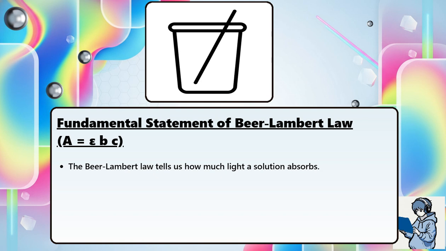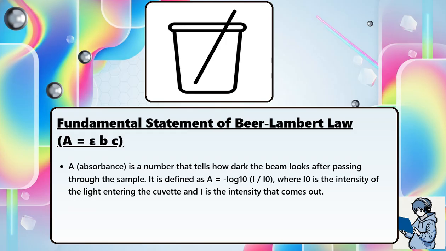The Beer-Lambert law tells us how much light a solution absorbs. A equals epsilon b c, where A, absorbance, is a number that tells how dark the beam looks after passing through the sample. It is defined as A equals negative log 10 of I over I naught, where I naught is the intensity of the light entering the cuvette, and I is the intensity that comes out.